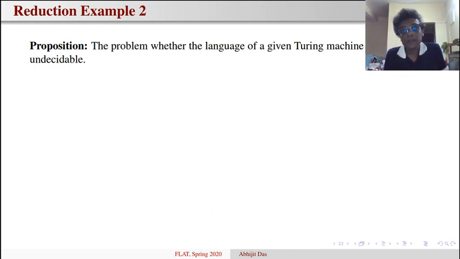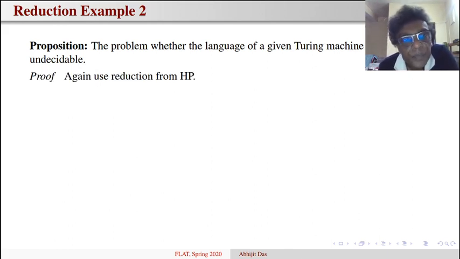Now we see a second similar example of reduction. I will show that the problem whether the language of a given Turing machine M is regular is undecidable. Once again, it's not the question whether it accepts something or accepts everything. I want to find out whether a Turing machine accepts a regular language. That is also undecidable.